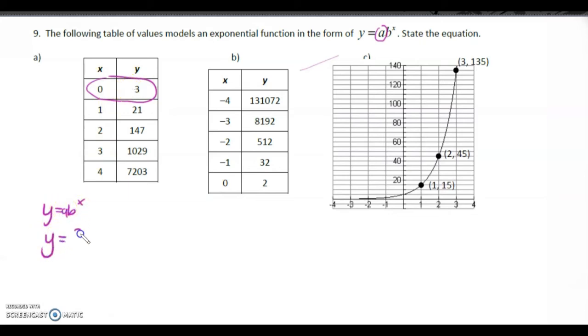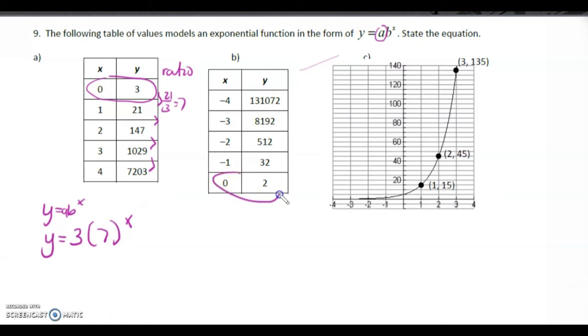So our initial value is 3, and then our base is going to be our ratios, like if we did the ratio column. Okay, so 21 divided by 3, I get 7. If you divide up the rest of these, you're still going to get 7. So I get y equals 3 times 7 to the exponent x.